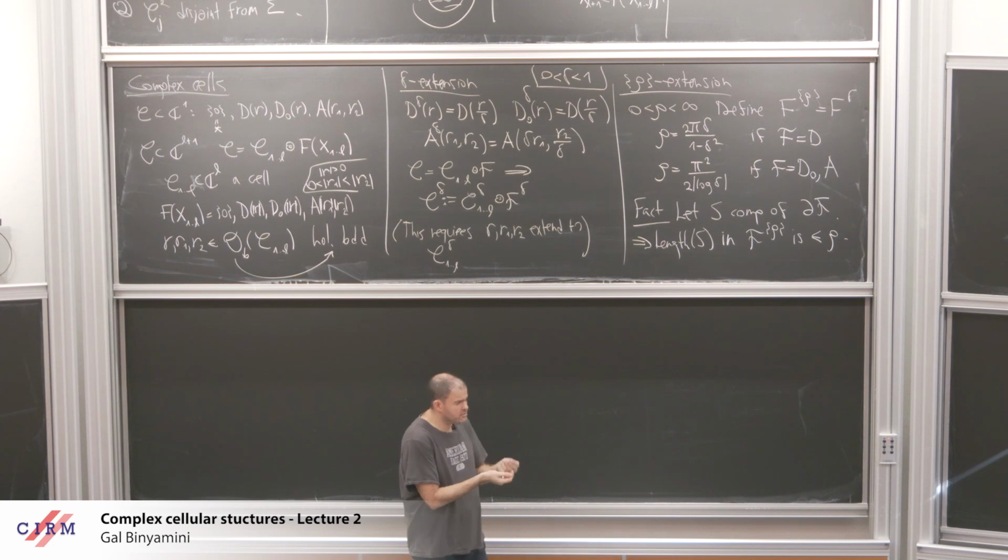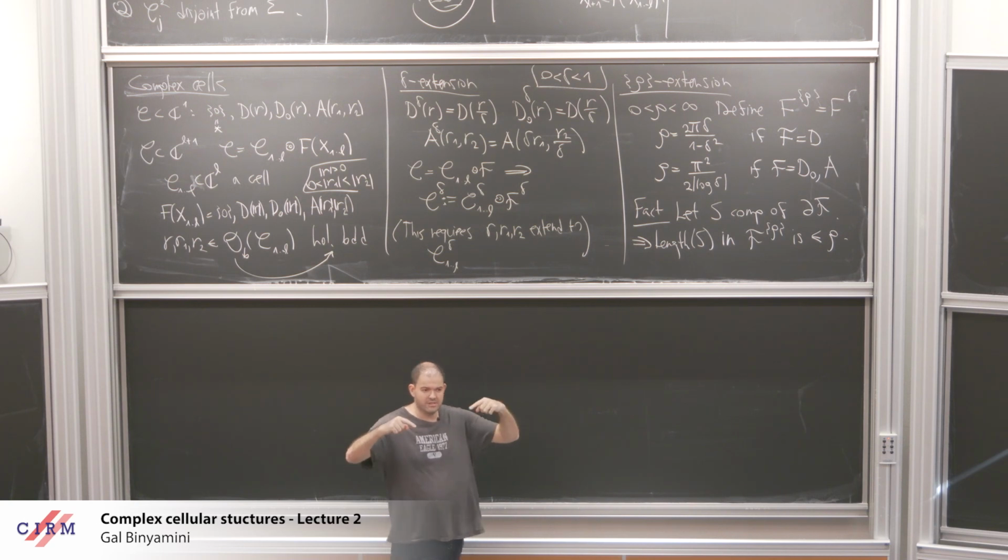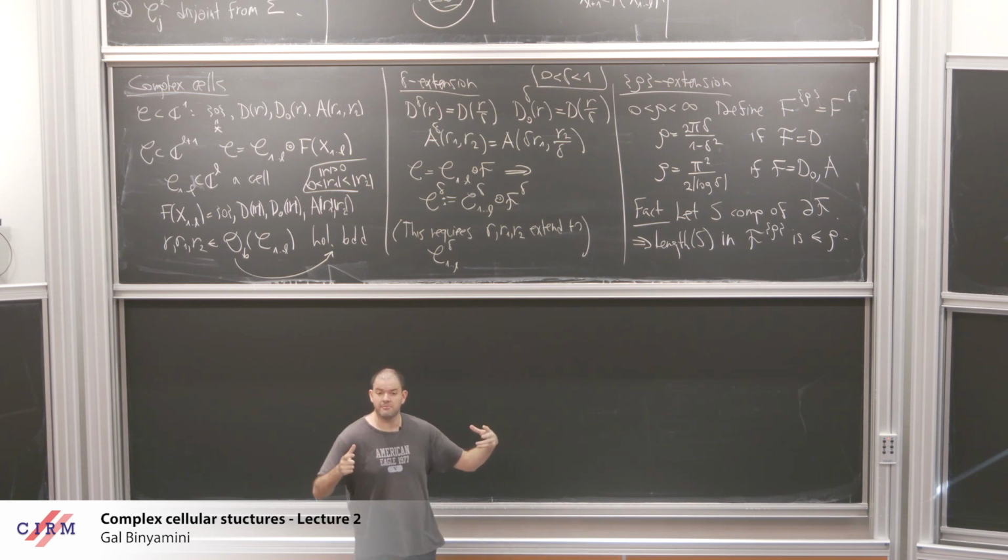Okay, so this imposes some restrictions on how these complex cells can degenerate in families. They degenerate in a certain way where they might become long in the hyperbolic metric, but you can still find boundary curves that don't become long.